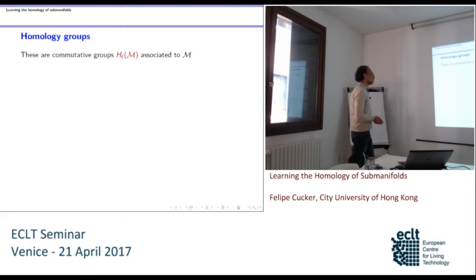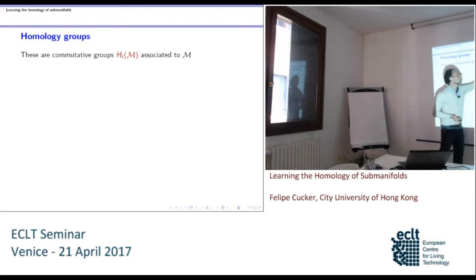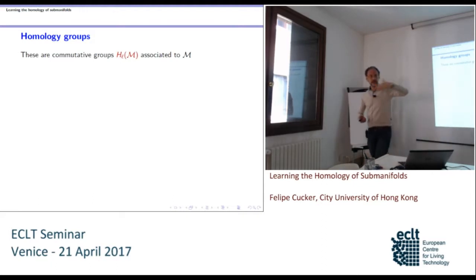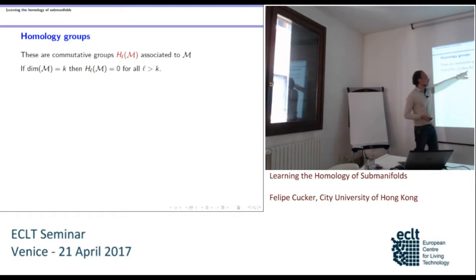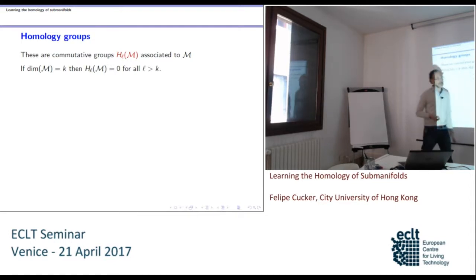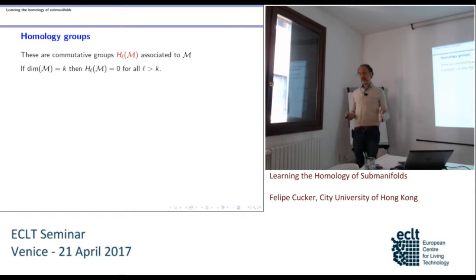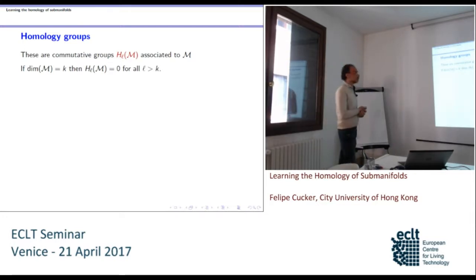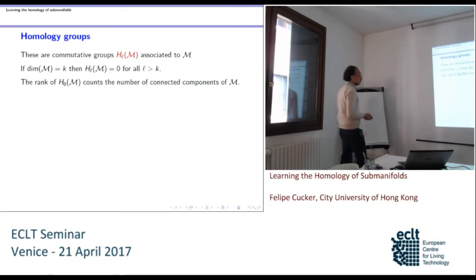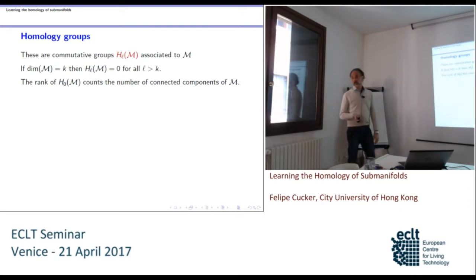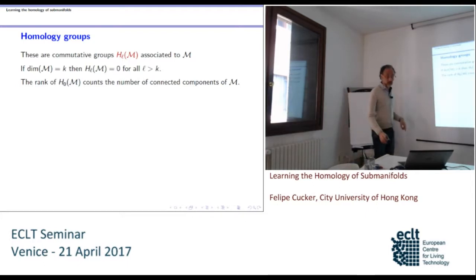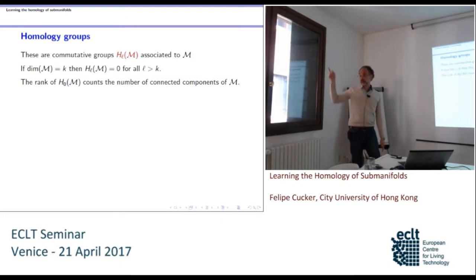What are these homology groups? First, there are commutative groups associated to M. And I have an index L here to say that there are many. If the dimension of the object is K, then HL is 0 for all L greater than K. So there are many but finitely many. And how many? Essentially the dimension. To be precise, the dimension plus 1, because they start with the 0th group. The rank of the 0th one is exactly the number of connected components of the manifold. So if I have a manifold consisting of 3 little circles, the H0 will be Z to the power 3.